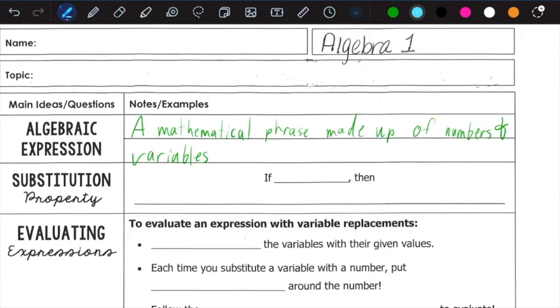Let's talk about the substitution property because we're going to be using that here in our examples coming up. So if A equals B, if one thing equals another thing, then A may be replaced by B in any expression. So it's saying we could substitute one thing out for another thing if they're equivalent.